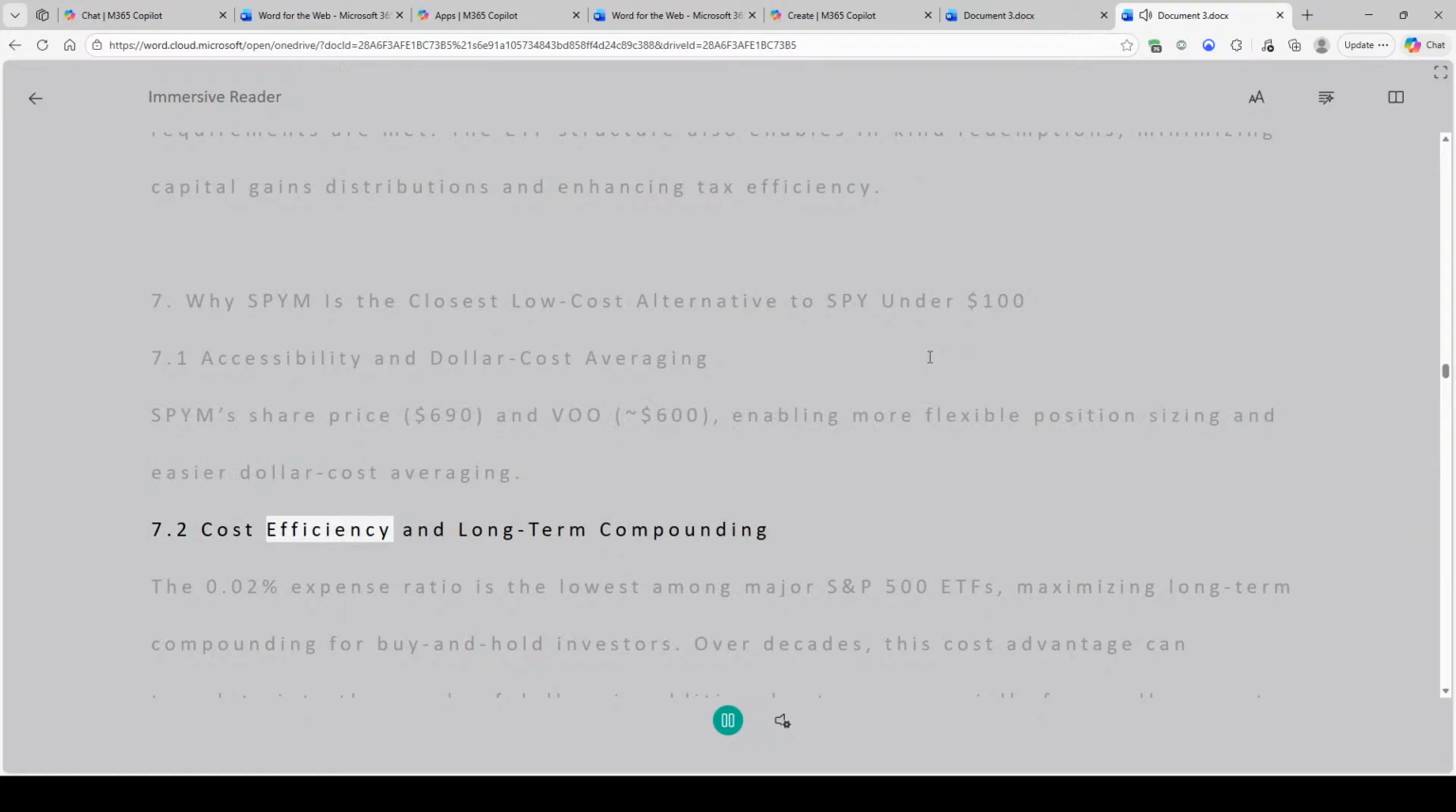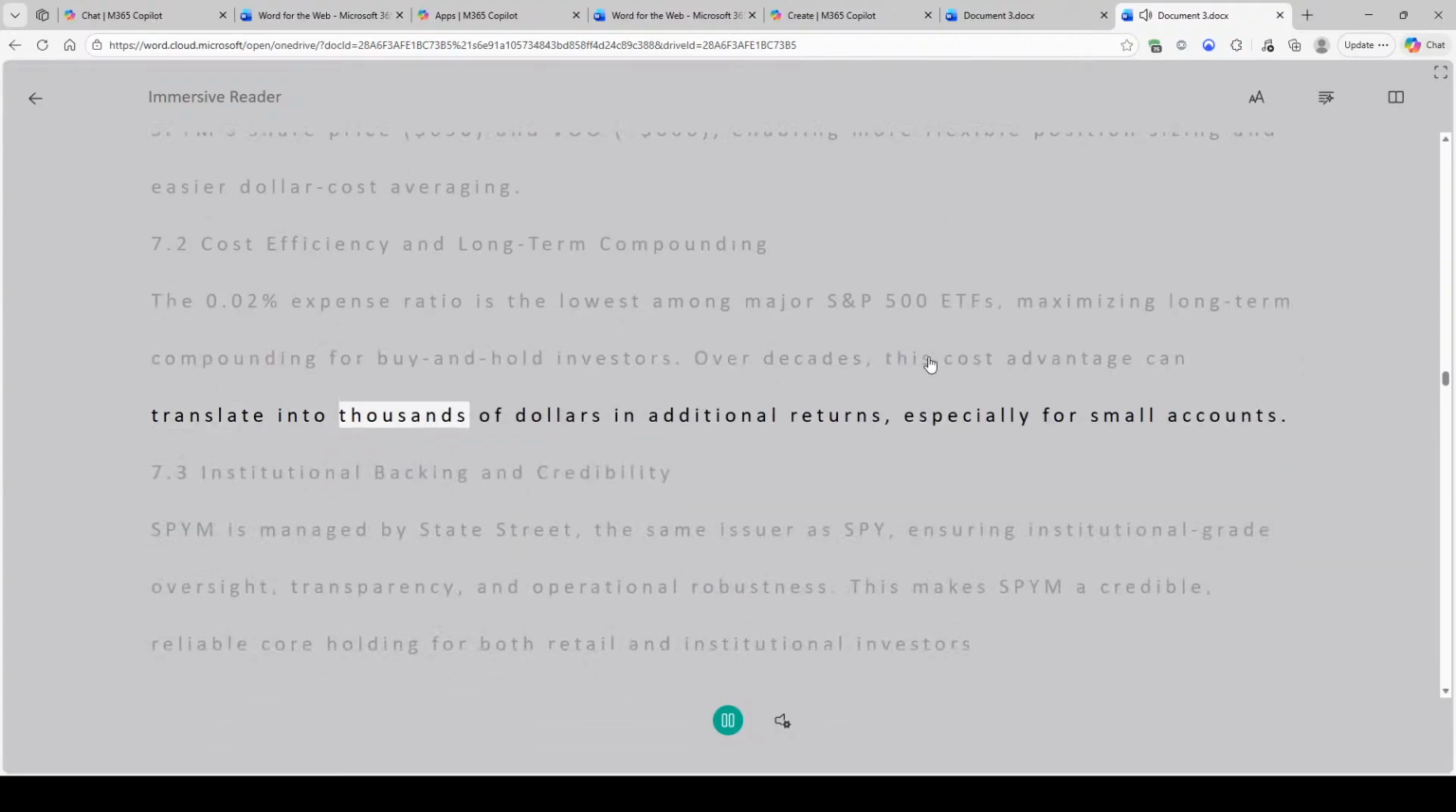7.2 Cost efficiency and long-term compounding. The 0.02% expense ratio is the lowest among major S&P 500 ETFs, maximizing long-term compounding for buy-and-hold investors. Over decades, this cost advantage can translate into thousands of dollars in additional returns, especially for small accounts.